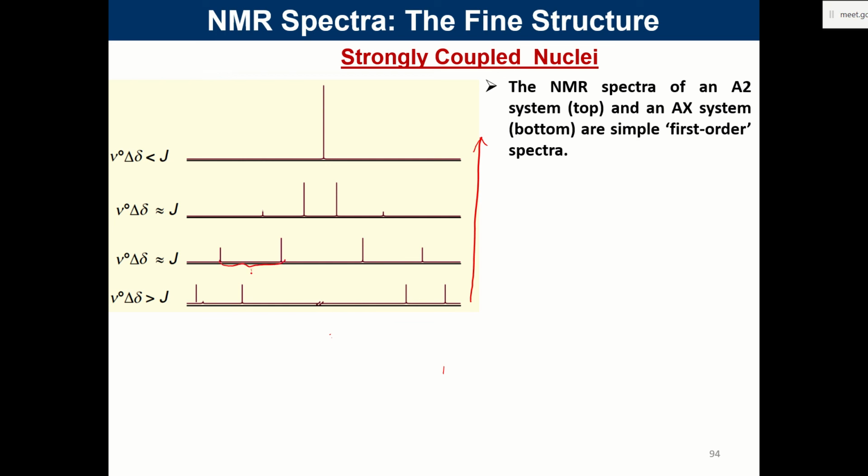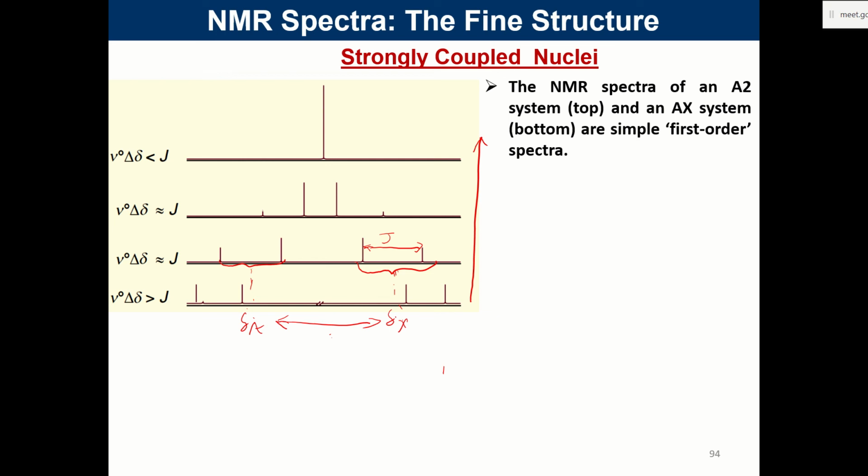This is the A. This is del, and this is the splitting of X. So now the difference is less, and it is comparable to J. This is J. You can see that J is now almost comparable to the difference in the chemical shift values. This is the midpoint that we can take, and in such cases they are gradually moving.